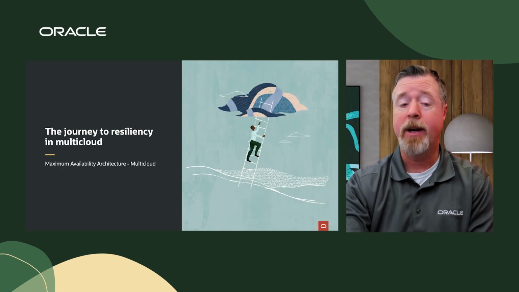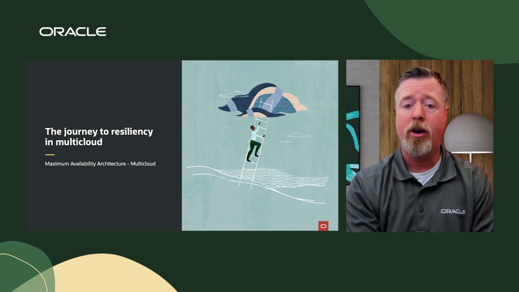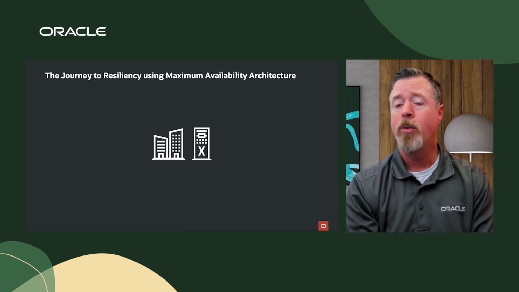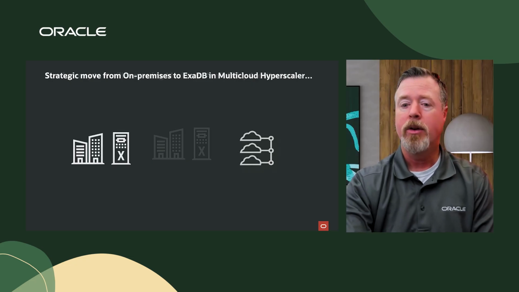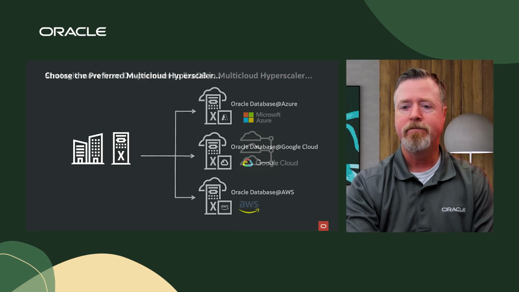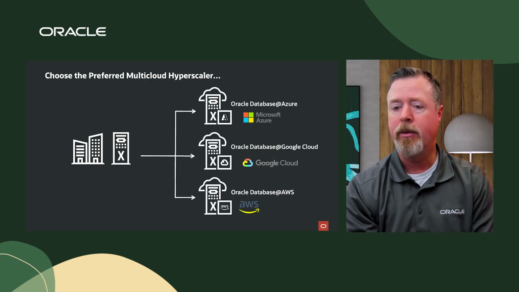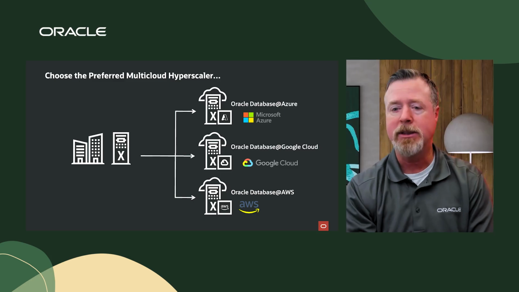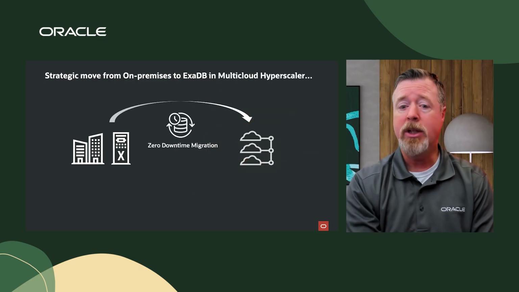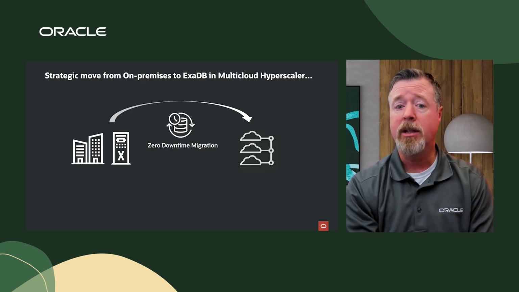So let's look at how this might work. We'll look at the journey to resiliency and how it works in the multi-cloud. Starting with the on-premises, we have our commodity hardware. We have an Exadata machine. We made the decision to move into multi-cloud, so we're going to choose one of the hyperscalers, whichever one we might have a relationship with or are running our apps in today. Once we've made a decision, we can use zero downtime migration to move up into the cloud.